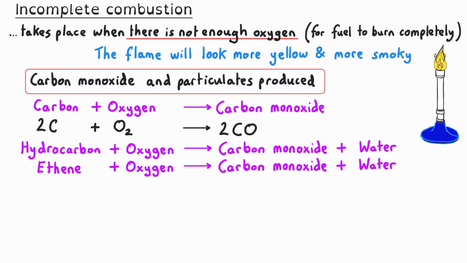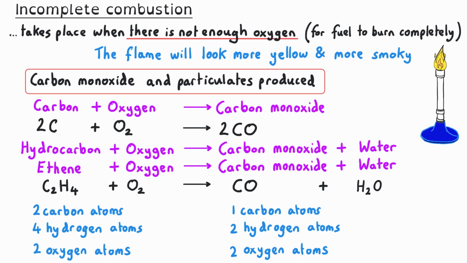For instance, if ethene was burned in oxygen to produce carbon monoxide and water, we would have the symbol equation C2H4 plus O2 produces CO and H2O. To balance this equation, we would need to put a 2 in front of the carbon monoxide to give us 2 carbon atoms on each side, and we would need to put a 2 in front of the H2O to produce 4 hydrogen atoms on both sides. And then we have got 4 atoms of oxygen in the products, and so we need to have a 2 in front of the O2 in the reactants, so we've got 4 atoms of oxygen there as well.